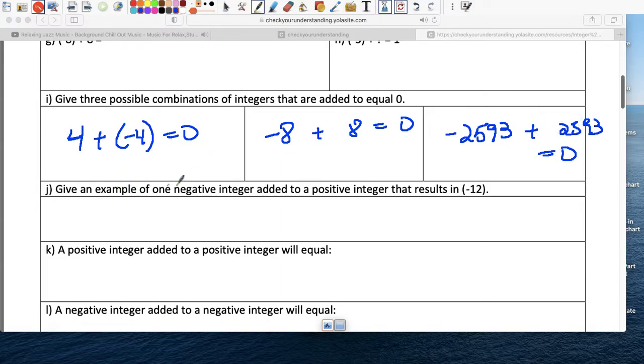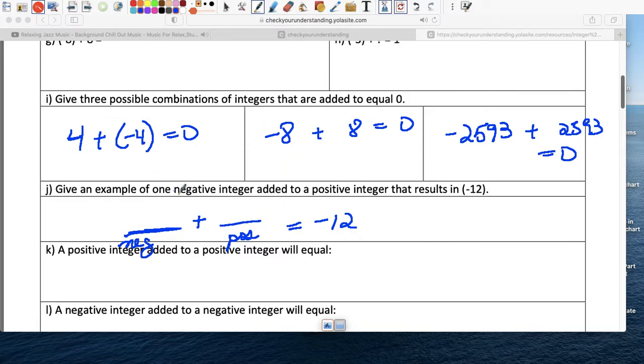Can I give an example? One negative integer added to a positive integer that results in negative 12. So this is what they're asking. A negative integer plus a positive has to result in negative 12. So, therefore, I know that the absolute value of the negative number is going to be greater than the positive one.